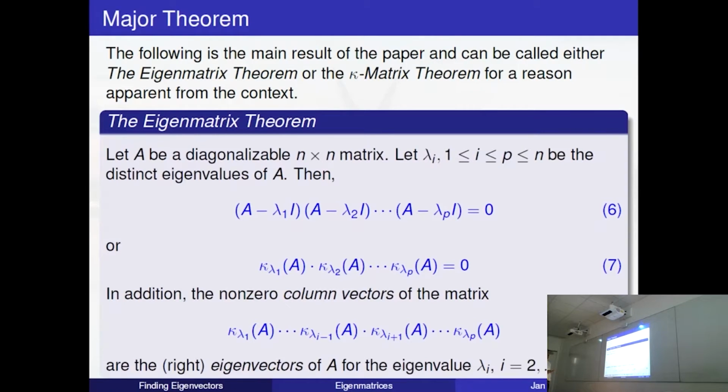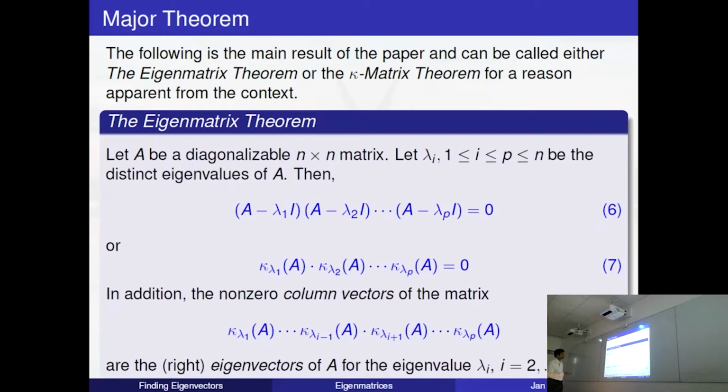And then we have what we call the Eigenmatrix theorem. So this is a generalization of the result. What it says is, let A be a diagonalizable n by n matrix, and let's pick the distinct eigenvalues, which we're going to call lambda 1 through lambda p. If the matrix is diagonalizable, and these are the distinct eigenvalues, then if you multiply them through for the distinct eigenvalues, you get a 0.